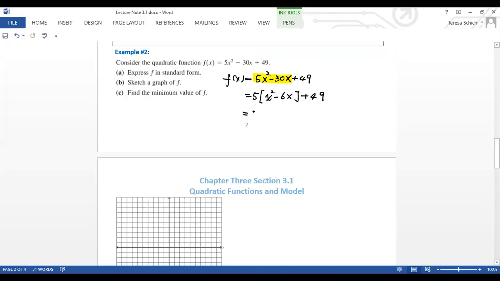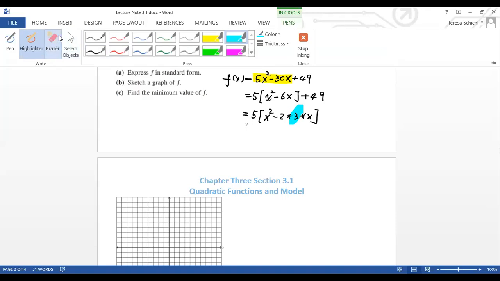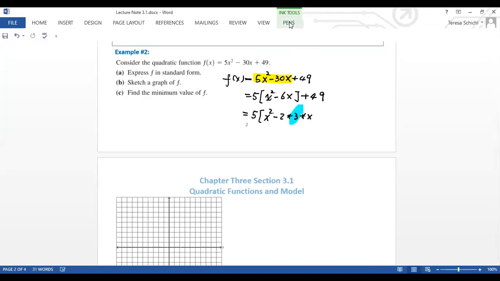So what I need to do here is break the 6 into 2 times 3 times x. So now I break it, right? Here, that's the 3. So in order to complete the square, I need to add the 3 squared. Am I right? Okay, so I have a 49, and the 49 was always from here.